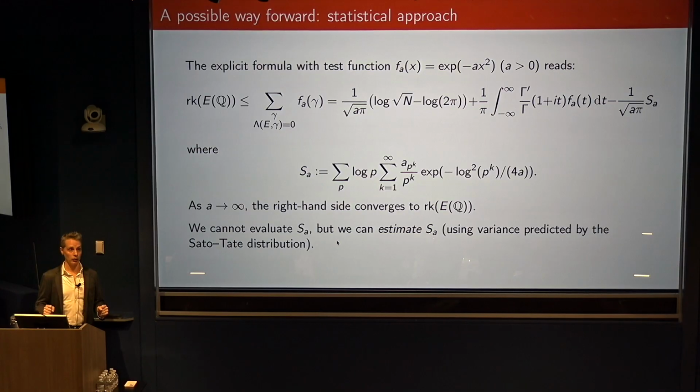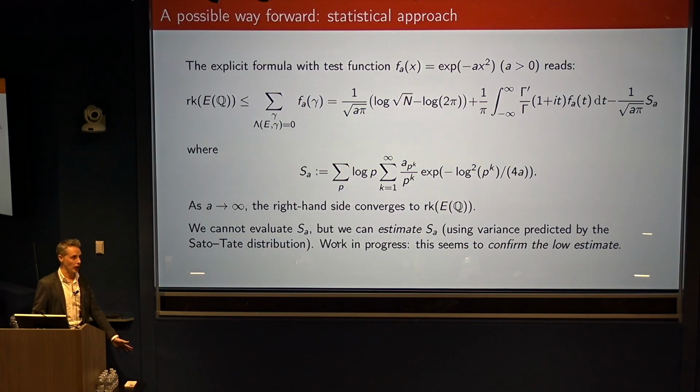So what do you need to know? Well, you need to know the variance of this sum. That variance can be computed using what's called the Sato-Tate distribution. If I told you what the variance was, then I can divide up the interval into fixed amounts of variance, sample within those intervals, and with some reasonable confidence, 95% probability, tell me how many samples to take, I can estimate the right-hand side, which gives me an estimate for the rank. This is still work in progress, but it really does seem to confirm the low estimate, and it gives us a new approach to thinking about what the rank is. It'll never tell us rigorously what the rank is, but it looks like it's telling us the right answer.